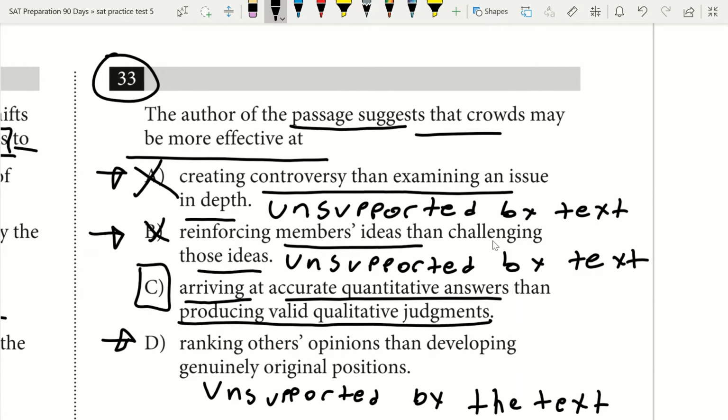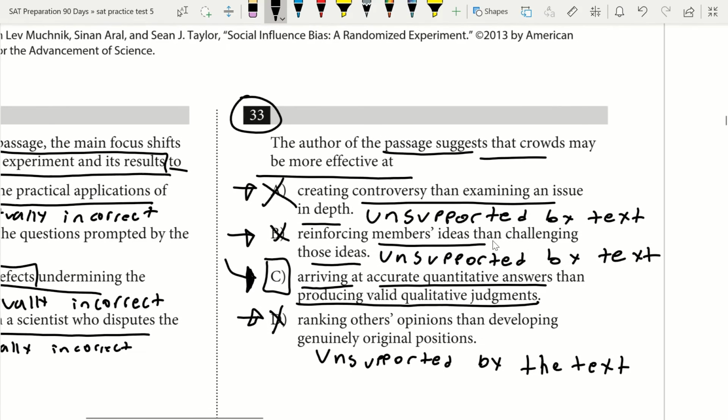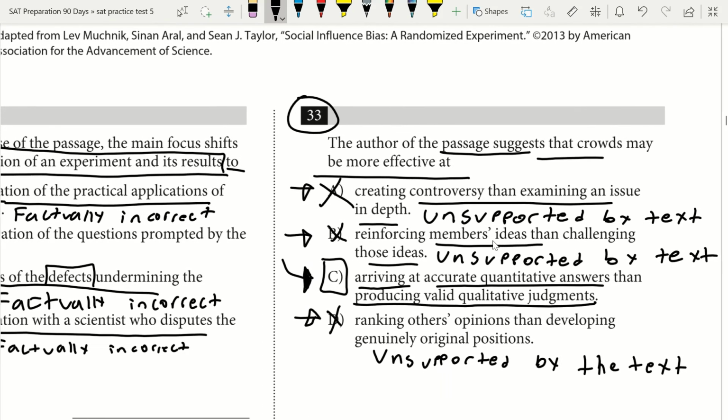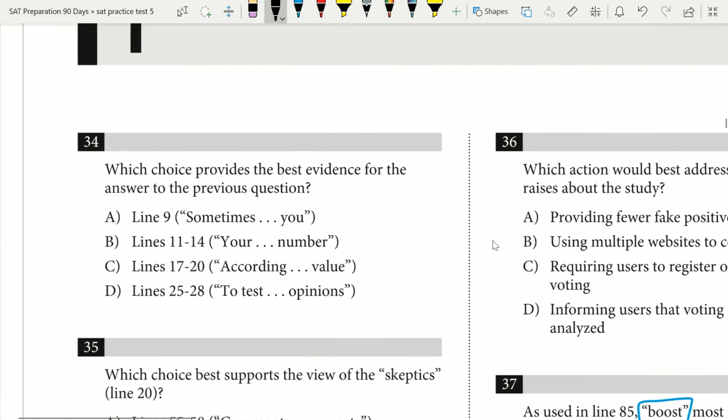So in this case, obviously, if you had read the passage, you would see that C would be the correct answer. I'm not going to go back and read the whole passage because I'm trying to just illustrate this as a tip and trick. Once you get your answer C, you have arriving at accurate quantitative answers rather than producing valid qualitative judgments. So now here's where the big tips come in, and that's with these evidence questions.